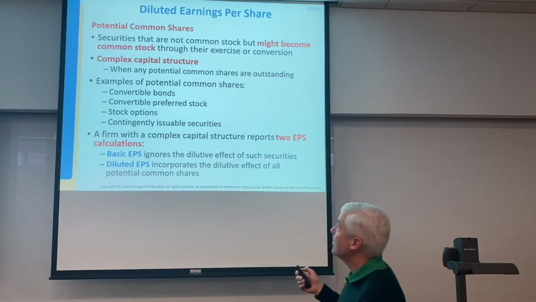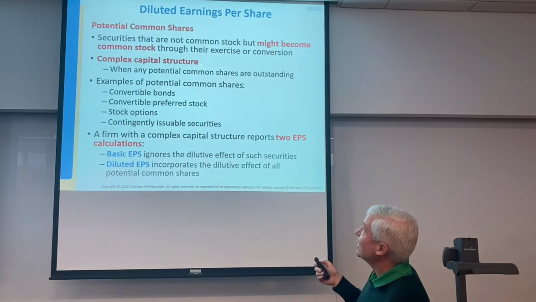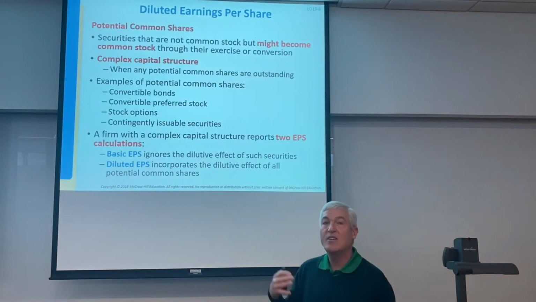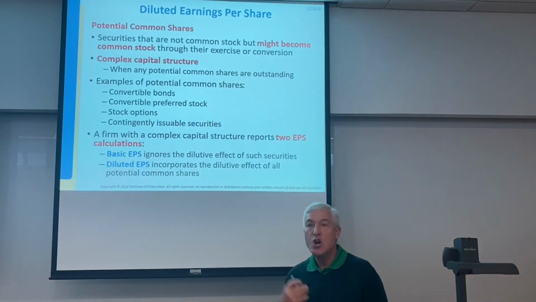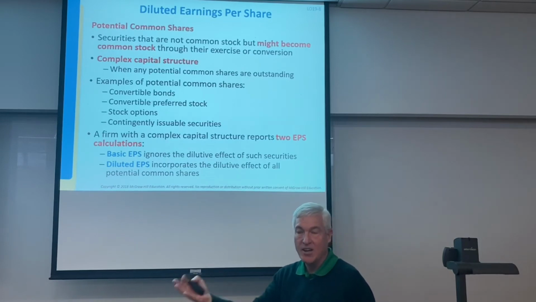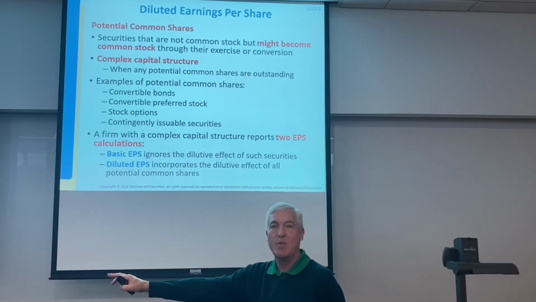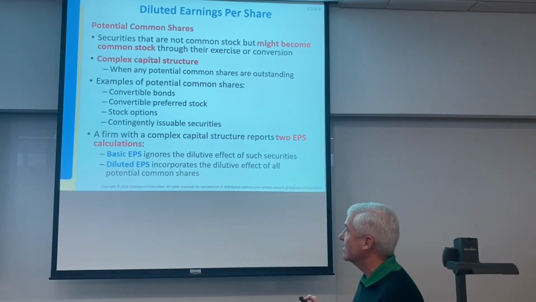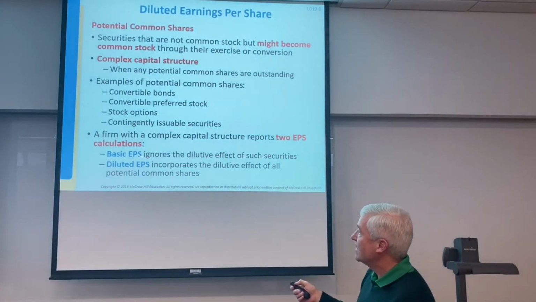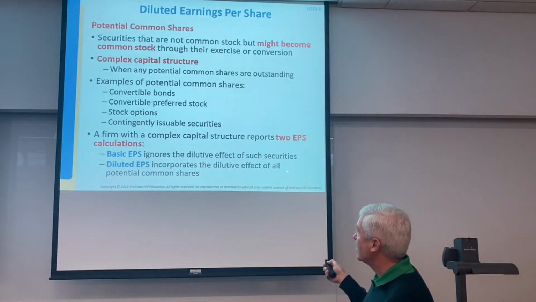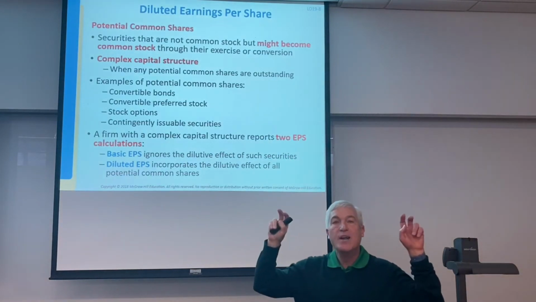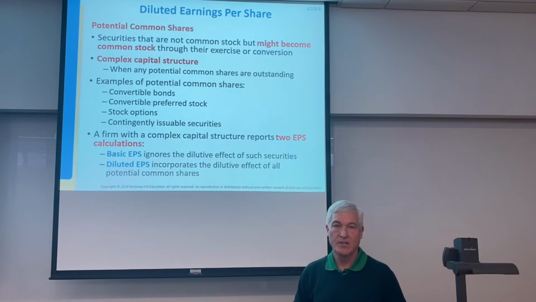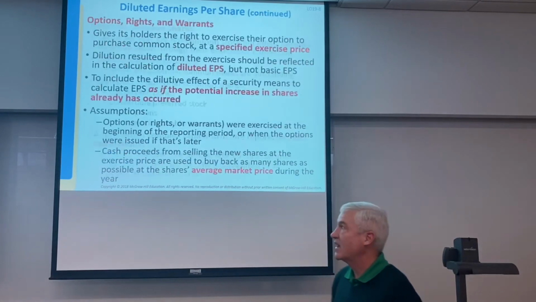So in the dilutive calculation, we look at every one of those that potentially could be converted into shares, and we hypothetically convert them all, as if they were converted from day one in the year. And so the diluted EPS incorporates the dilutive effect of all potential common shares. Not currently actually outstanding, but they could be. They have the potential to be outstanding. So we'll look at some examples here.